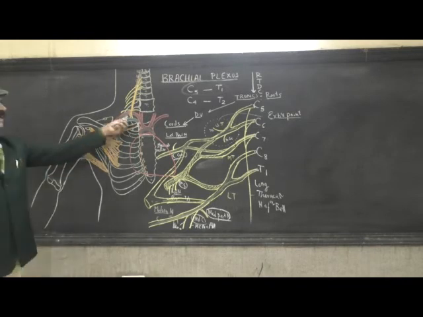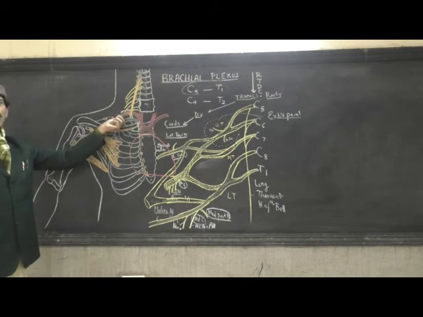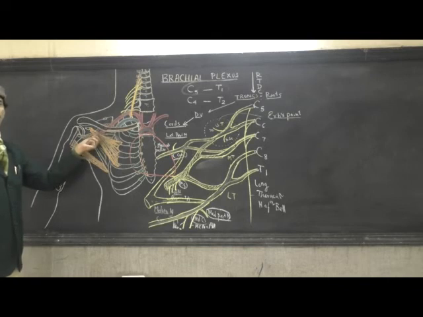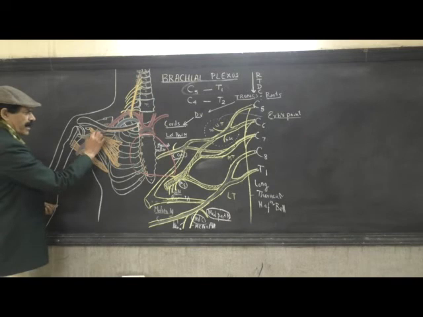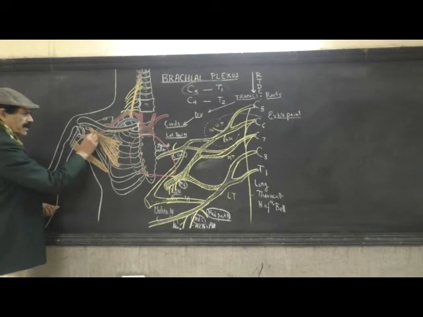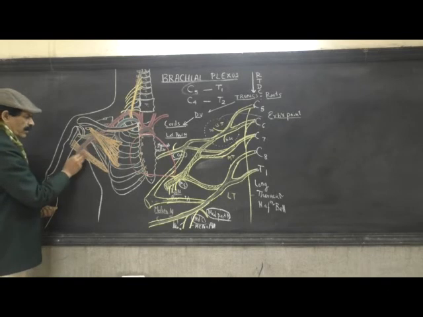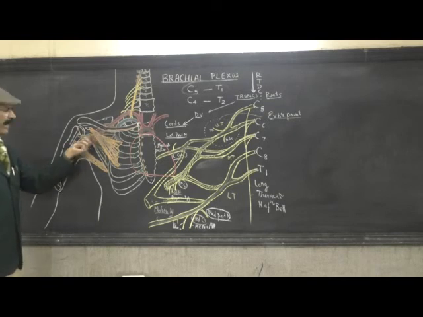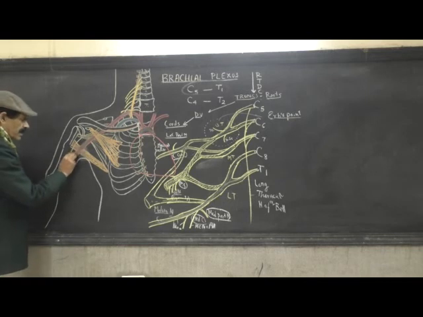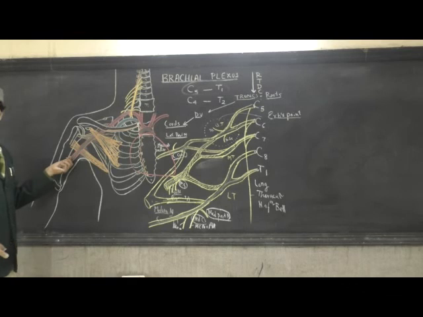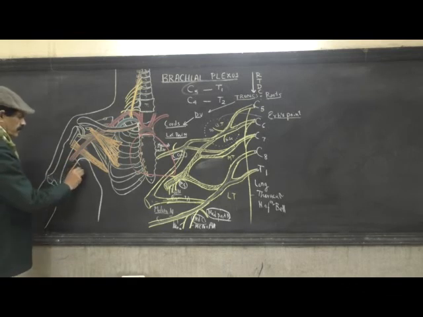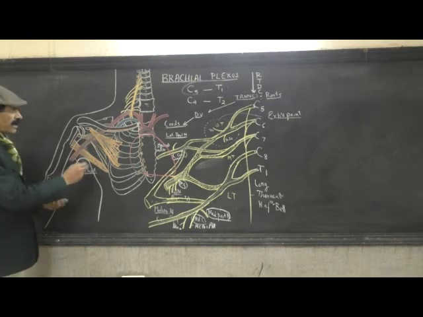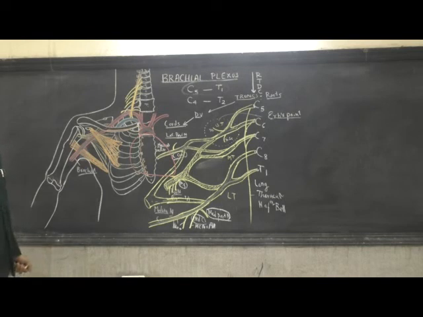This axillary artery has three parts. The first part starts from the outer border of the first rib up to the medial border of the pectoralis minor. The second part lies behind the pectoralis minor, between its medial and lateral borders. The third part starts from the lateral border of the pectoralis minor to the lower border of the teres major. Below the teres major, its name changes. Up to here it was the axillary artery; now it is called the brachial artery.